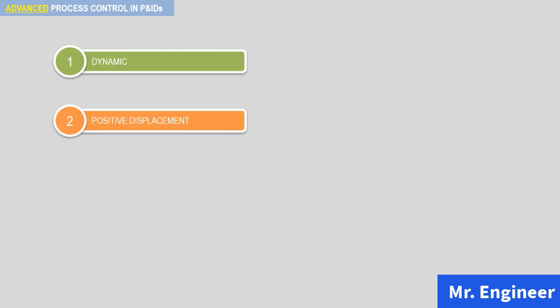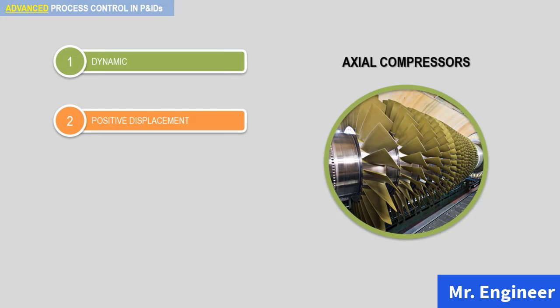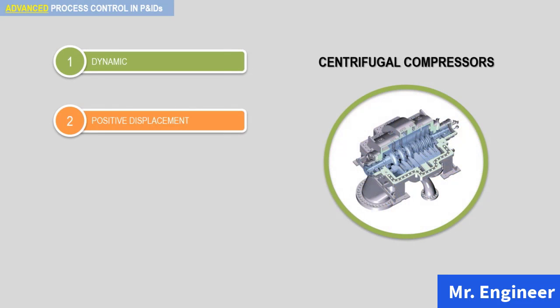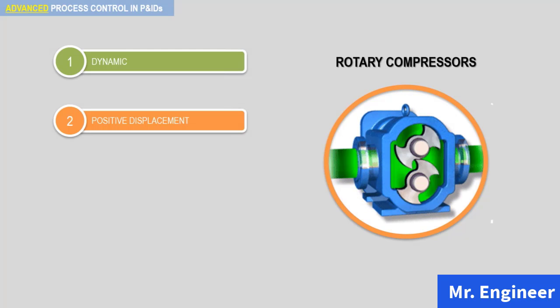Starting from this video, we'll talk about gas mover control systems. Gas movers can be compressors or turbines. There are actually two main types of gas movers or compressors: dynamic and positive displacement. Dynamic compressor can be either axial or centrifugal. Positive displacement compressor can either be rotary or reciprocating.